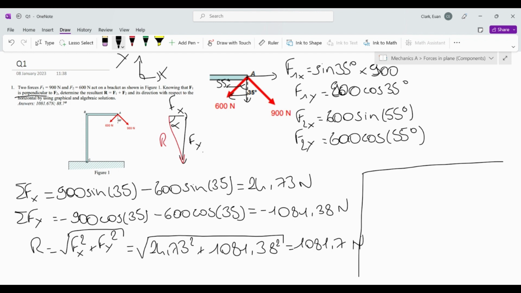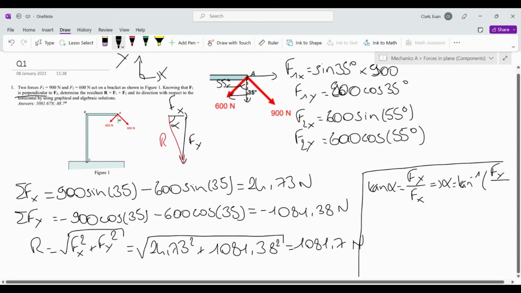So what links, if we use this angle, the opposite side with the adjacent side? The answer is the tangent. So the tangent of alpha is going to give us the opposite, which is fy, over the adjacent, which is fx. And now we want alpha, so alpha is equal to tan inverse of the same again, fy over fx.